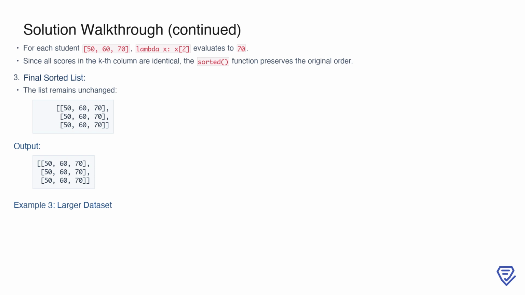The lambda function evaluates the kth score for each student. For all students in this case, 50, 60, 70, the lambda function consistently returns 70, as they all have the same score in the third subject. Because all the sorting keys are equal, the sorted function retains the original order of the scores list. The final sorted list remains unchanged: 50, 60, 70, 50, 60, 70, 50, 60, 70. This demonstrates how the sorting algorithm behaves in scenarios where all the values in the sorting column are identical.